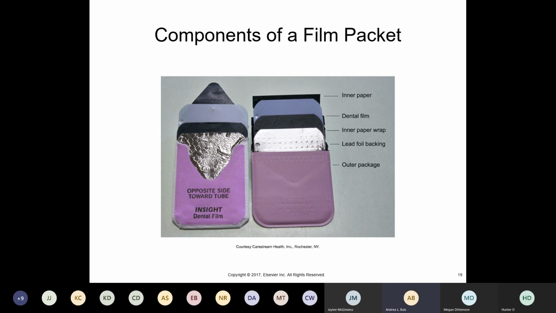And this is what components of film look like. So if you were to open up a film and pull out what you see on the inside, you can see that black paper that wraps the dental film. Then there's lead foil backing, and the purpose of the lead foil is to absorb backscatter radiation. And then that pink is that outer package that protects all of the contents.